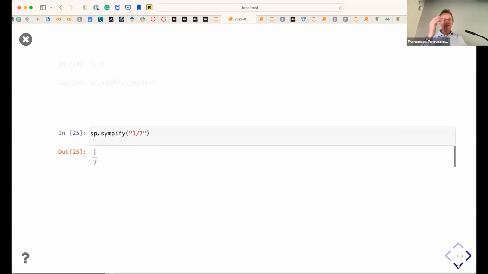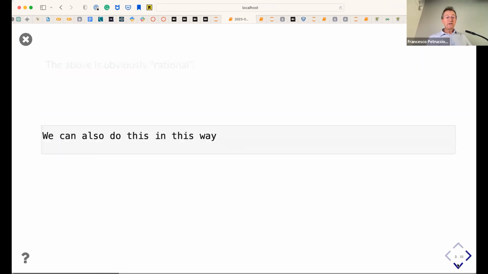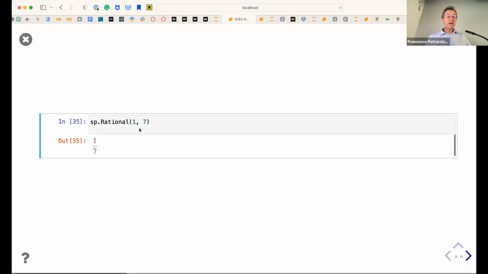Once you have, if you want to be consistent with rational numbers, you can force it to use rational numbers. One typical command is simplify, but you can also use the command rational. If you do sp.Rational, for instance, 1,7, it gives you 1/7. If you do rational 2,3, it gives you 2/3. If you do 4/5, it gives you 4/5, and so on and so forth. That's okay. Yeah, so that's really very nice.